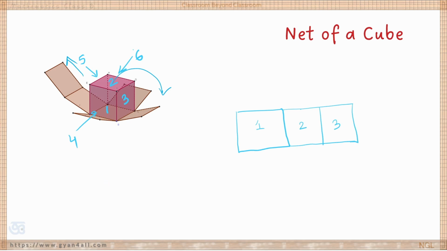Then we can do number 4, that is the front side of the cube. Next we can do number 5, the left side of the cube, and the one behind the cube, that is the last face of the cube. So the net diagram may be different depending on where you start and how you open the cube or how you open the solid.